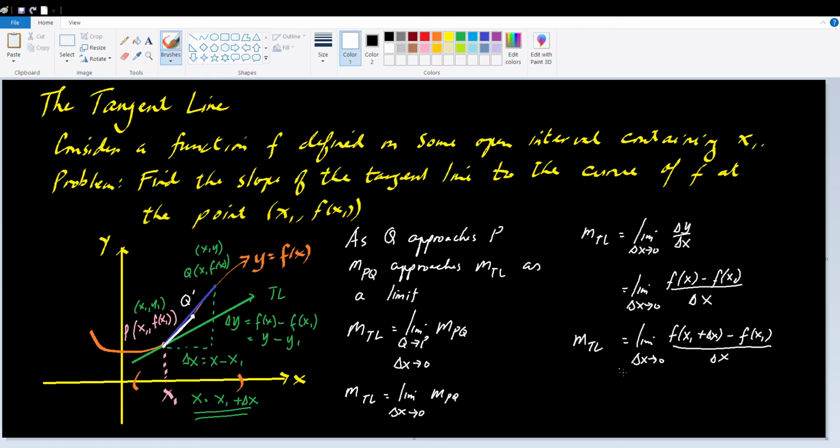And that is the definition for the slope of the tangent line, the line tangent to the curve f at the point P, x1, f of x1. So it's just the limit of the change in y over the change in x as delta x approaches 0, equivalent to the limit of f of x sub 1 plus delta x minus f of x1 all over delta x as delta x approaches 0.